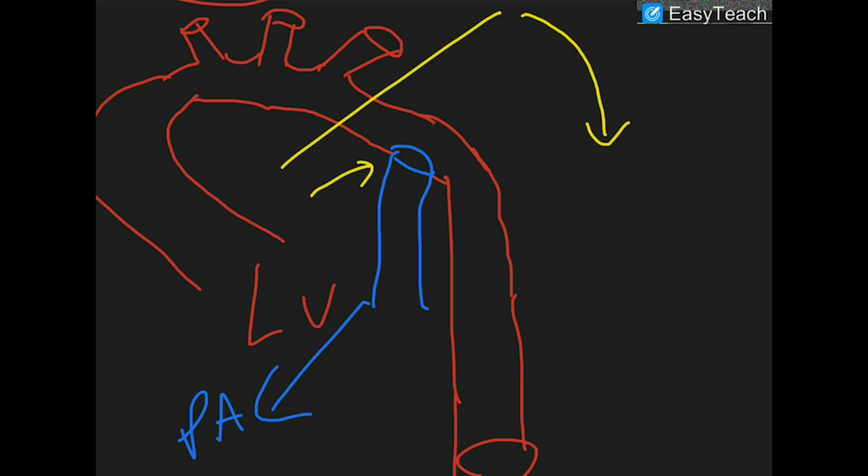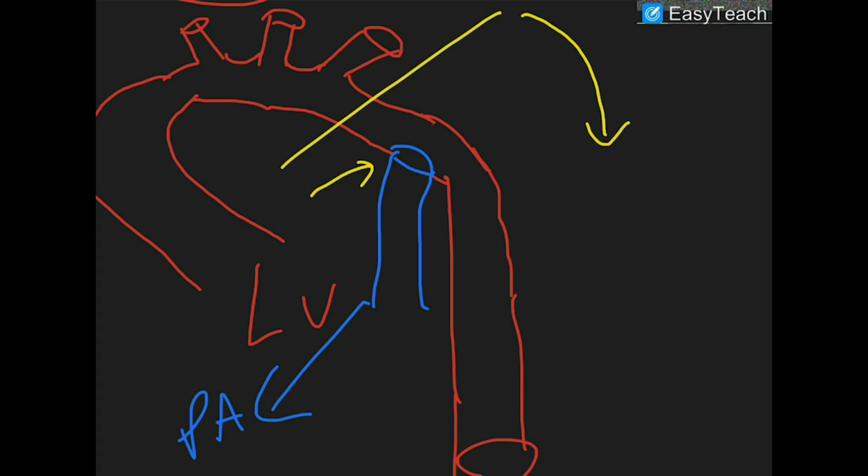In this case, in transposition of great vessels, or transposition of great arteries, right? Our pulmonary artery is oxygenated, okay, which is not the usual case. Usually, our pulmonary artery is deoxygenated, right? Because that's connected to the right side of the heart, which has deoxygenated blood in it. In this case, though, because our pulmonary artery comes off the left ventricle, it's oxygenated.